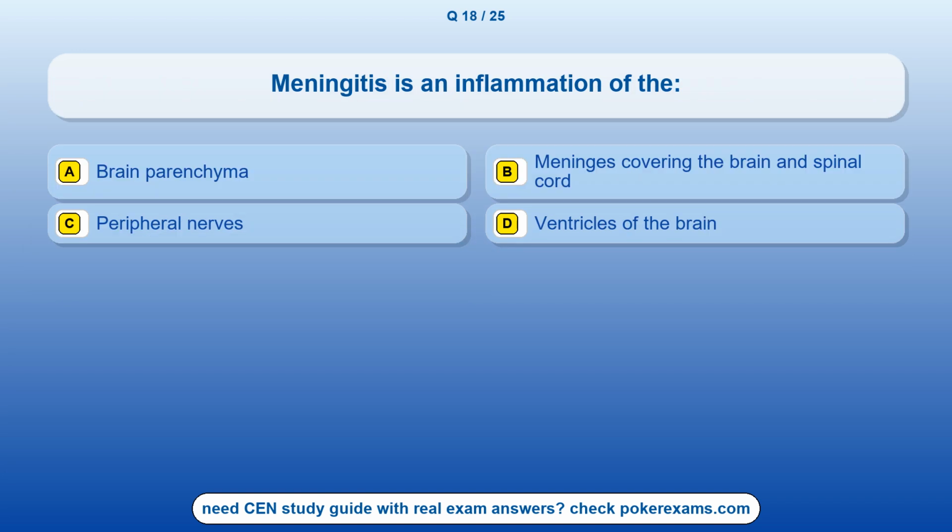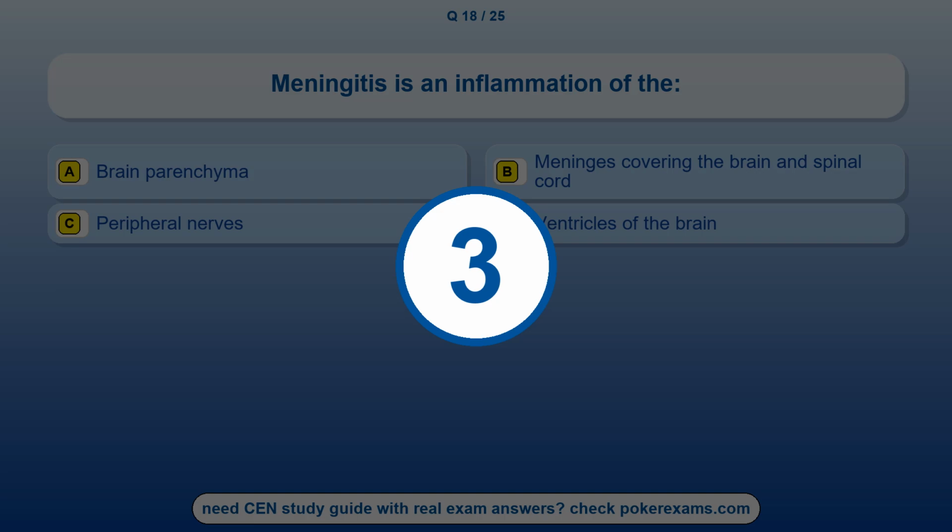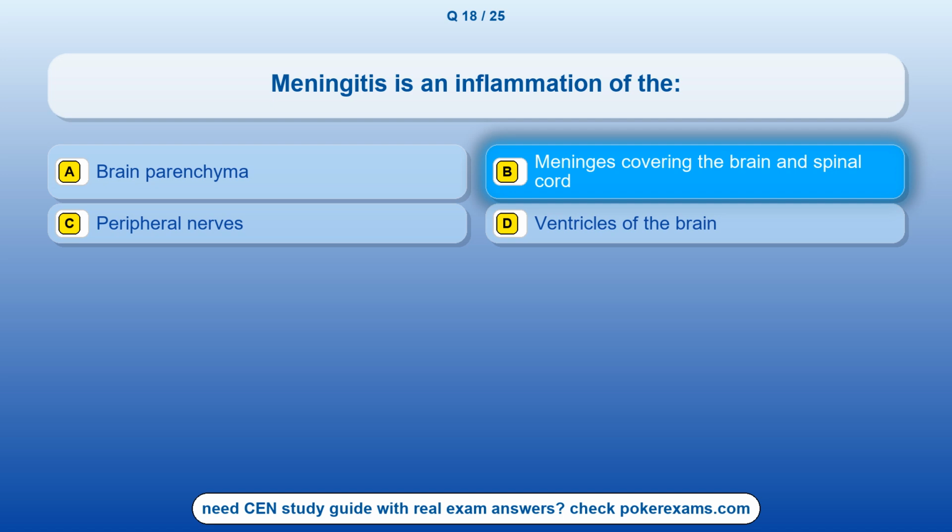Question 18. Meningitis is an inflammation of the option A, brain parenchyma. Option B, meninges covering the brain and spinal cord. Option C, peripheral nerves. Option D, ventricles of the brain. The correct answer is option B, meninges covering the brain and spinal cord.